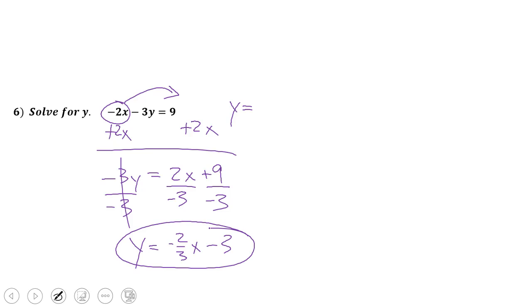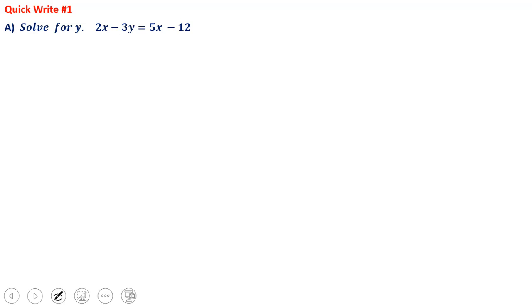Wow. Pick up your pencil, write it all down, pause the video, and then go and copy down the equation for our quick writes. Ladies and gentlemen, it's only one equation. Solve that one for y. It looks a little bit crazy. Remember, combine like terms, all those things.